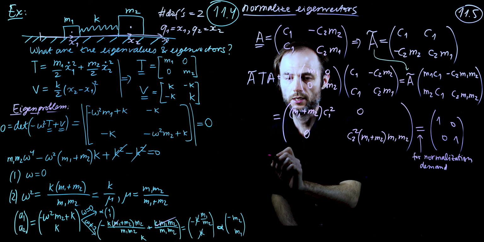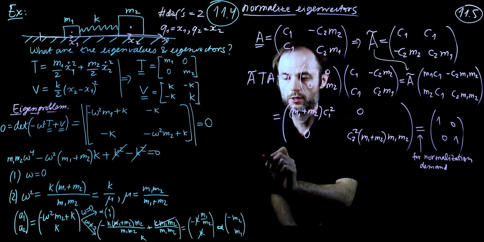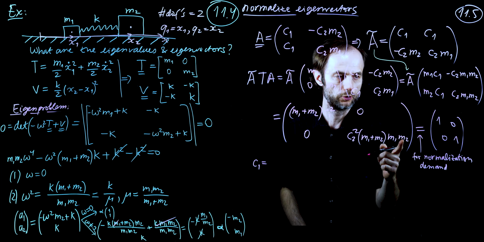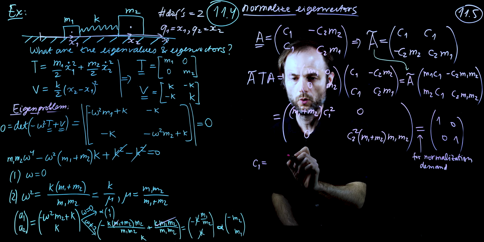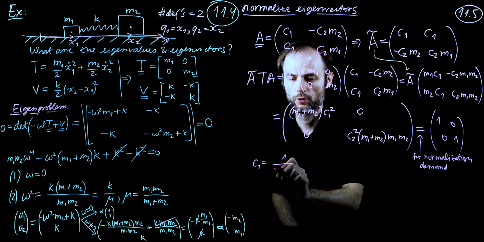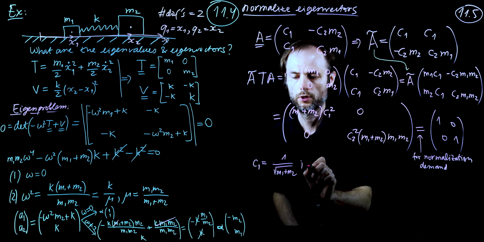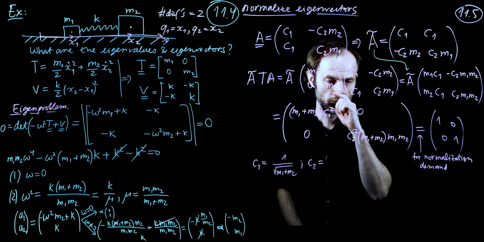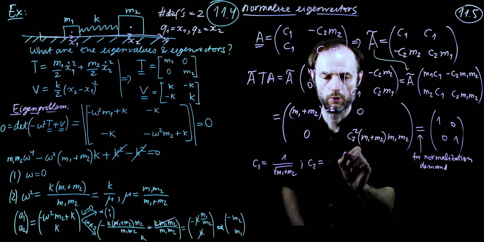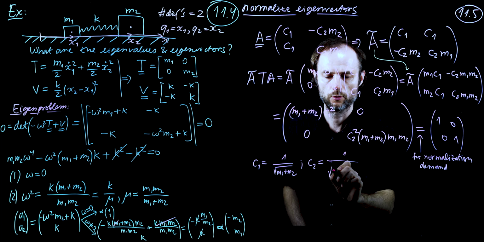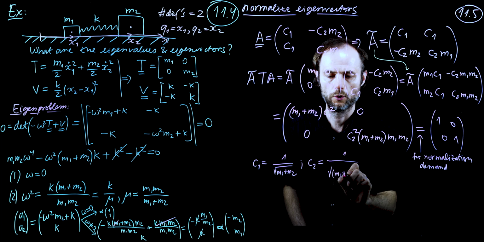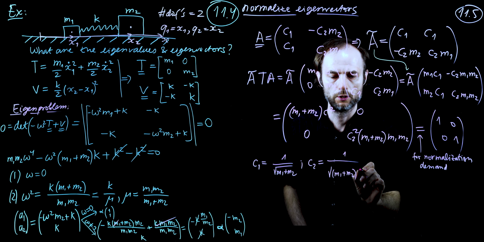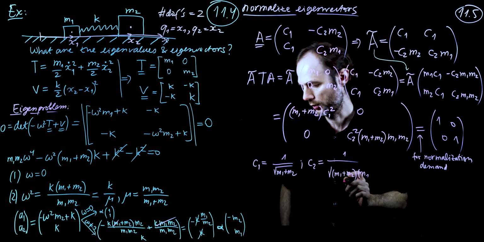So it means that our C1 is going to be equal to 1 over the square root of M1 plus M2, and C2 is going to be equal to 1 divided by the square root of M1 plus M2 times M1 M2.